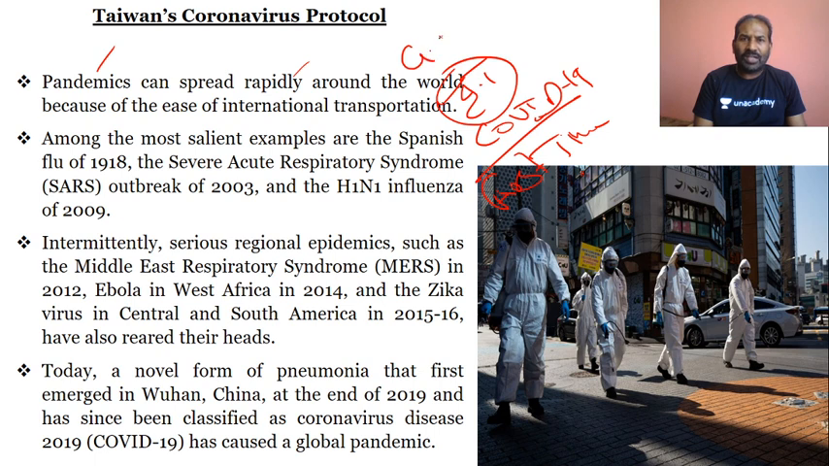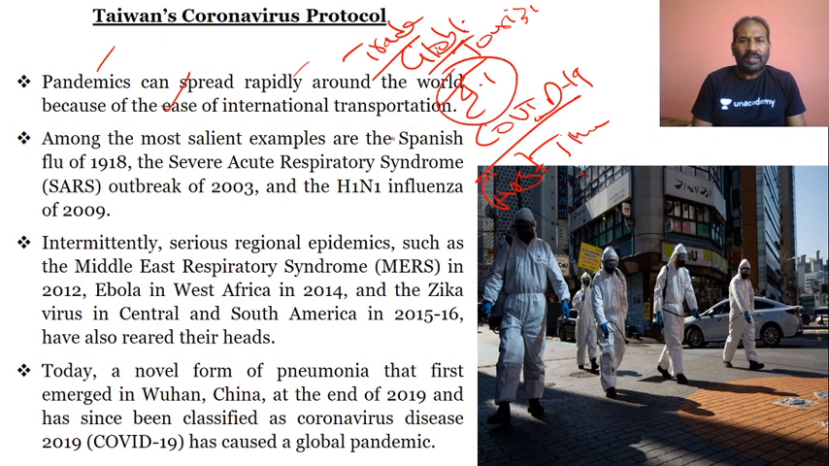And the other one is globalization. You can also take into consideration trade, globalization, tourism. All these are factors in how pandemics are rapidly spreading, because of the ease of international transportation. We are able to move from one place to another, countries or continents, within no time, and we have seen various examples of how a pandemic spreads very violently.